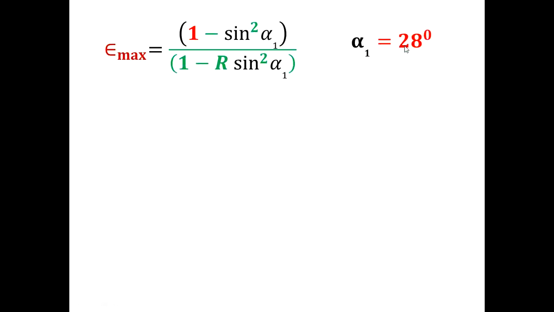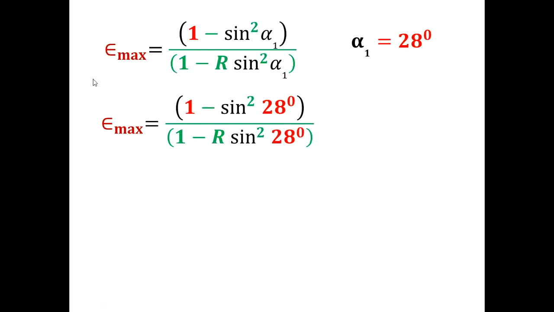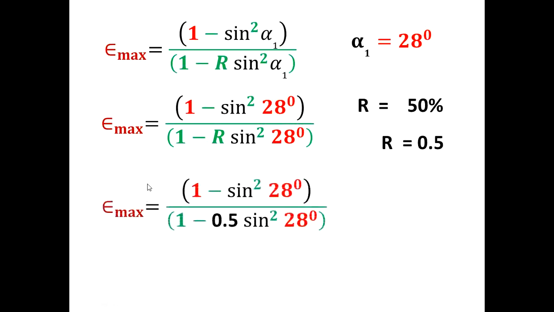Alpha 1 is equal to 28 degrees. Epsilon max is equal to 1 minus sin square 28 degrees divided by 1 minus R sin square 28 degrees. R is equal to 50%, so R is equal to 0.5, and epsilon max is equal to 1 minus sin square 28 divided by 1 minus 0.5 sin square 28. So you will get the maximum efficiency, that is the utilization factor, equal to 0.876.